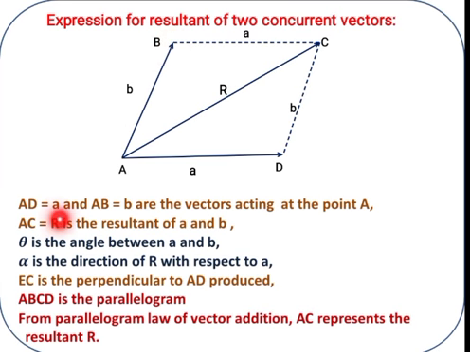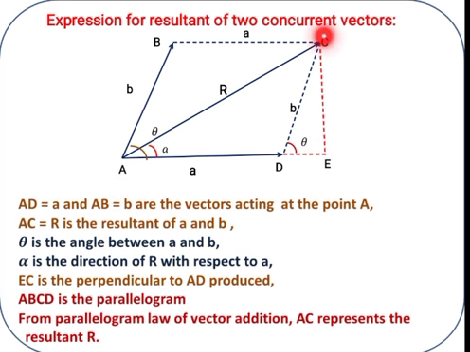AD is equal to A and AB is equal to B. So, both are the 2 vectors at point A. AC is equal to R. This AC is the resultant vector R of A and B. Theta is the angle between A and B. Then alpha is the direction of R with respect to A, the angle between R and A.